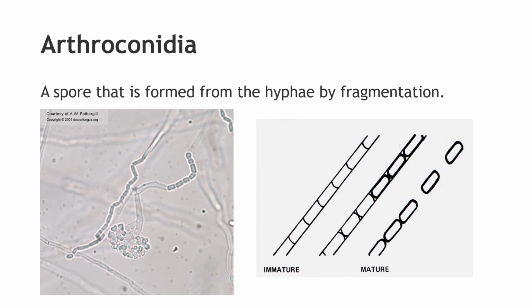Okay. So what about the spore? We have different kinds of spores, and one of them is the arthroconidia. This is a spore that is formed from a hypha by fragmentation. And this is microscopic. Microscopically, the mature arthroconidia usually appear square, rectangular, or barrel in shape, and these are considered immature. So in this picture, these are mostly mature. What's this? Arthroconidia. Okay, arthroconidia.